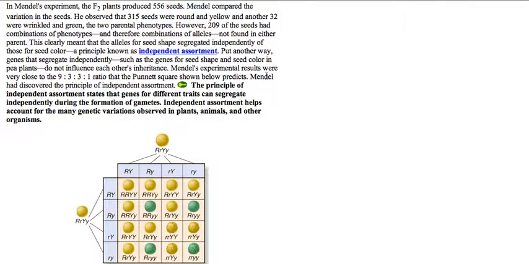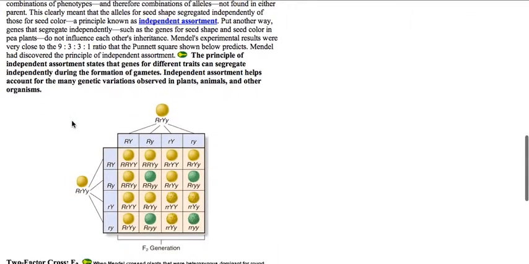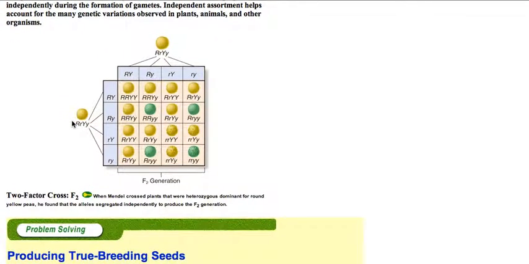Mendel's experiment results were very close to the 9 to 3 to 3 to 1 ratio that the Punnett square shown below predicts. Mendel had discovered the principle of independent assortment. This principle states that genes for different traits can segregate independently during the formation of gametes. Independent assortment helps account for the many genetic variations observed in plants, animals, and other organisms.